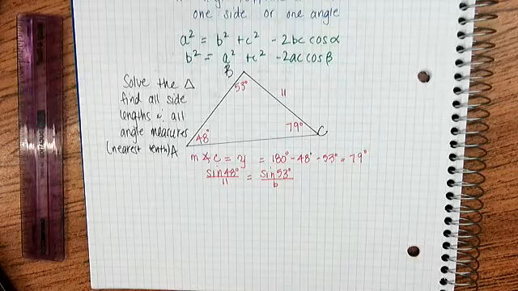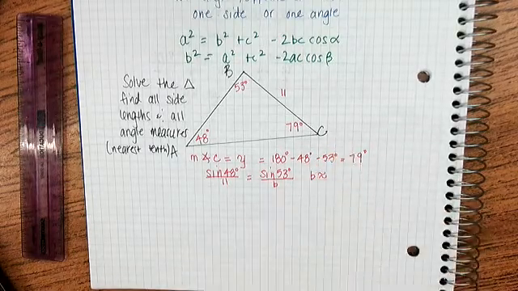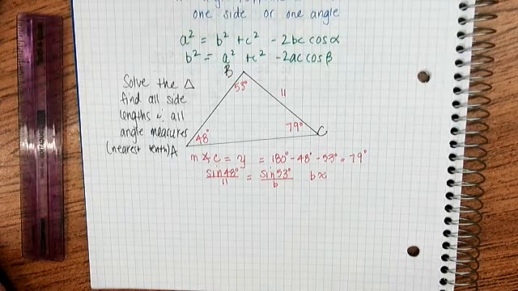Do not round until the very last step. This is going to be 11 times the sine of 53 divided by the sine of 48. I got 11.8.